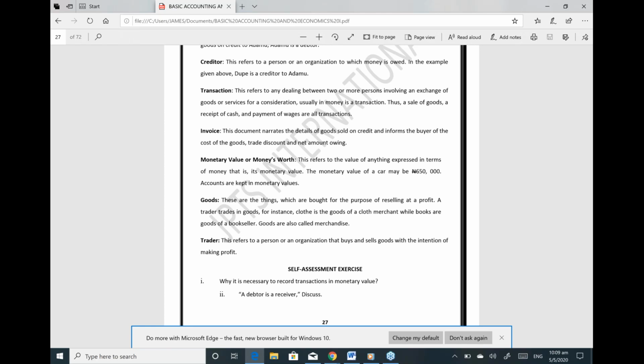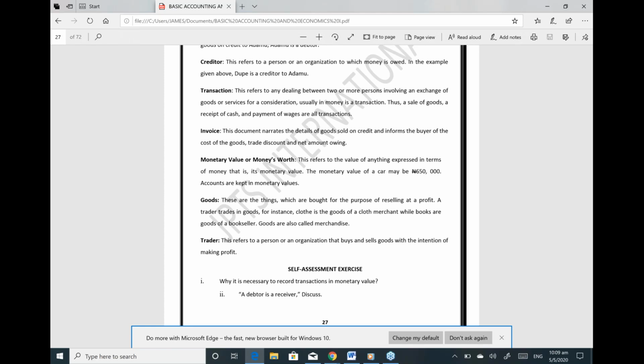Then we look at goods. These are the things which are bought for the purpose of reselling at a profit. We have tangible goods and intangible goods. These are things we sell. The tangible goods are things we see and can handle. The intangible things are things we cannot feel, like services. They are exchanged for goods, then sold at a profit. A trader trades in goods.